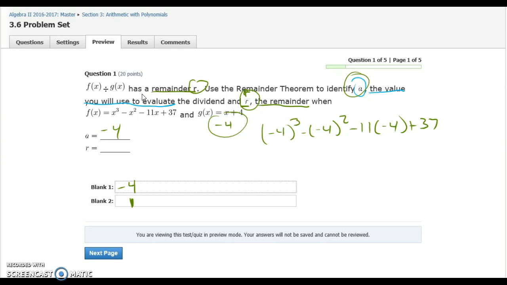That's a lot faster than going through long division. And if I taught you synthetic division, it's a lot faster than going through synthetic division. But since synthetic division is created as a shortcut, and you're allowed to use calculators, then this is going to be a faster shortcut for you by simply evaluating the function. Let's do one more.